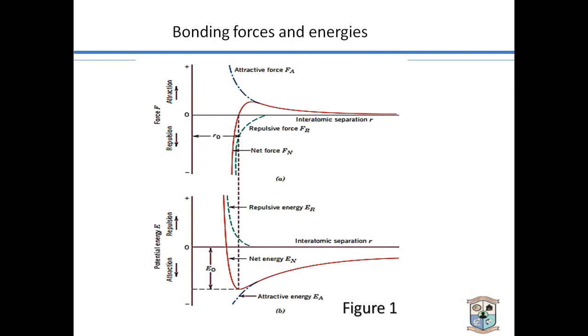And then also the Fr, which is our repulsive force here. This force arises from interactions between the negatively charged electron clouds of the two atoms. And this one is very important only at small values of R, our interatomic distance. Because what happens is that as R decreases, the outer electron shells of the two atoms begin to overlap.